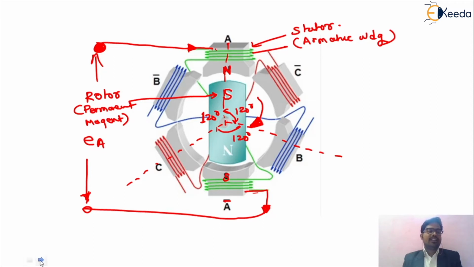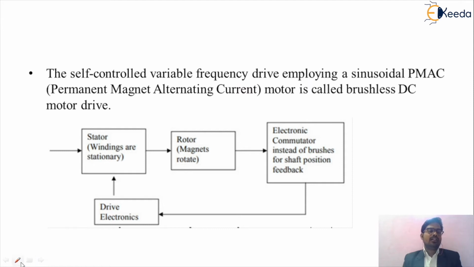So friends, now we can understand how we can control the basic fundamental thing in concern with the brushless DC motor drive. So obviously this is a self-controlled variable frequency drive. These are self-controlled variable frequency drives employing the sinusoidal PMAC, that is permanent magnet alternating current type of motors, which we call brushless DC motor, that we had already discussed earlier. So first of all, we want to understand the block representation. The first part is the stator.